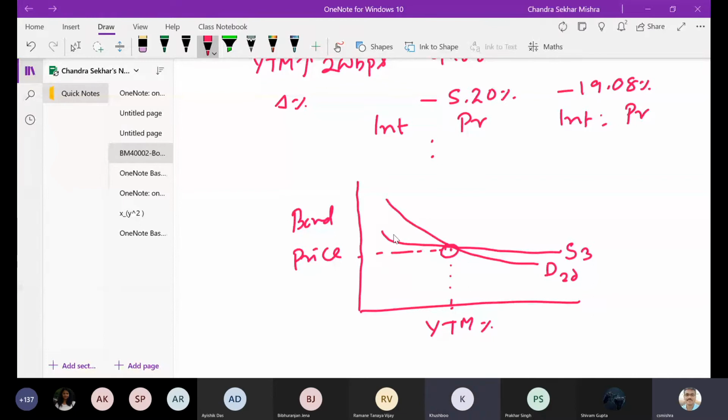Yes, somebody was saying par value. Price, I think 1000. So it will be 1000. Okay, and the YTM? 6.5%.